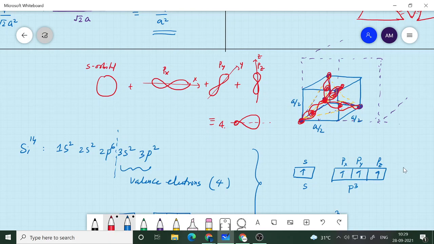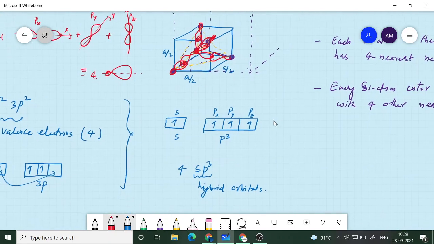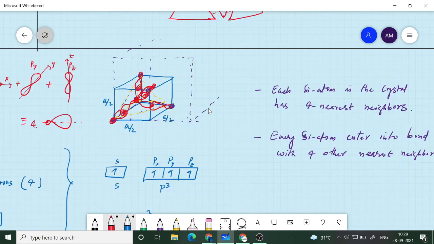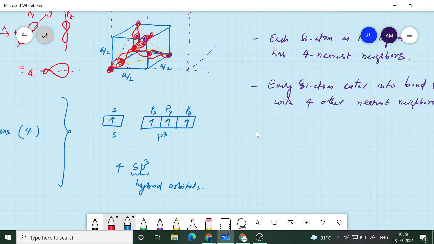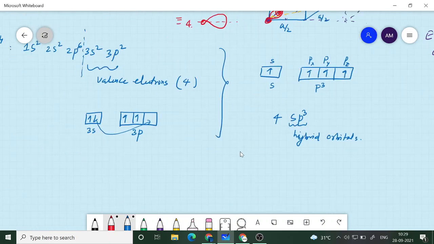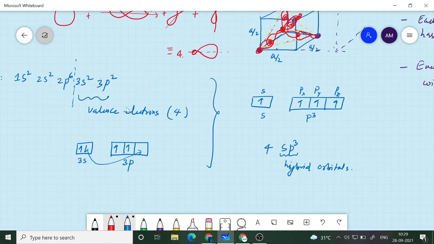Okay, so that's basically what happens when you bring many silicon atoms together. They enter into this kind of bond. And why is this happening with the silicon atom? Because there are 4 valence electrons, and in order to satisfy 8 electrons in the outer shell, it will try to make a covalent bond.